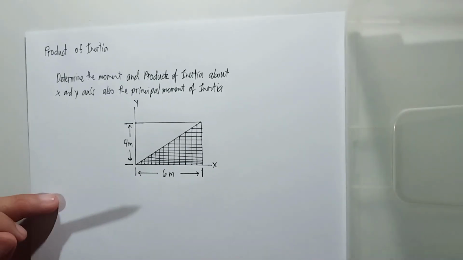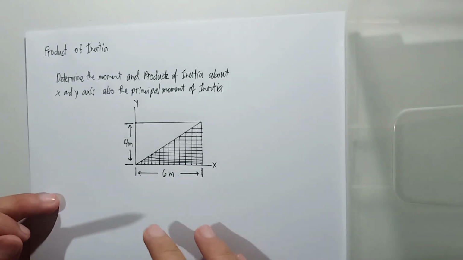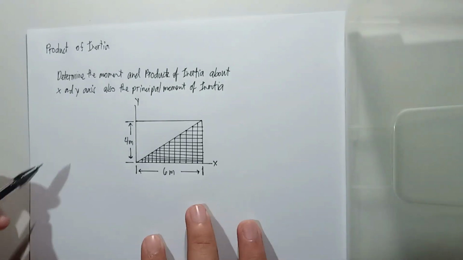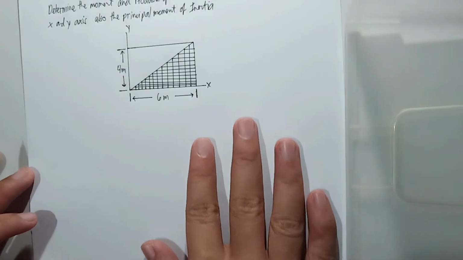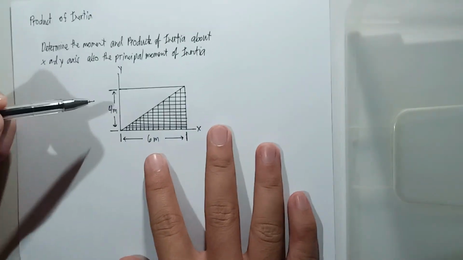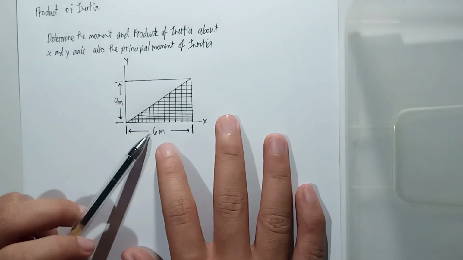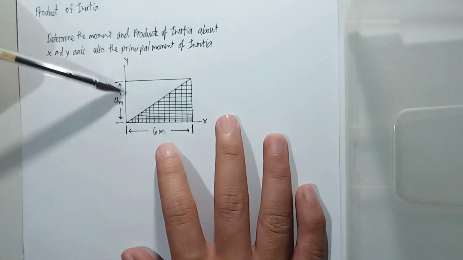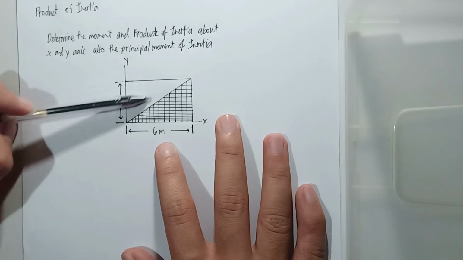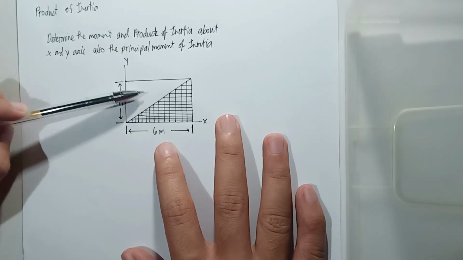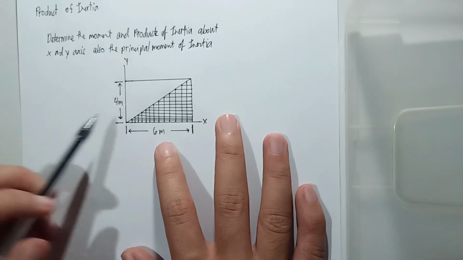For product of inertia, let's determine the moment and the product of inertia about the x and y axis, also the principal moment of inertia. So first, this is the problem. Our length of the rectangle is 4 meter and 6 meter. This unshaded space is the empty space of a rectangle.